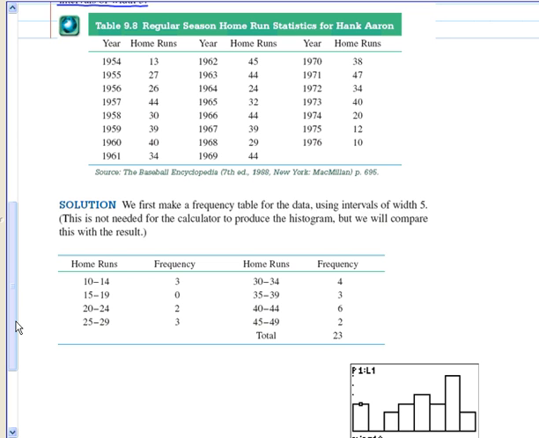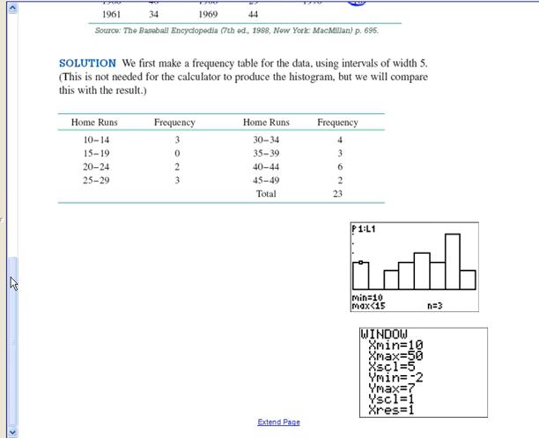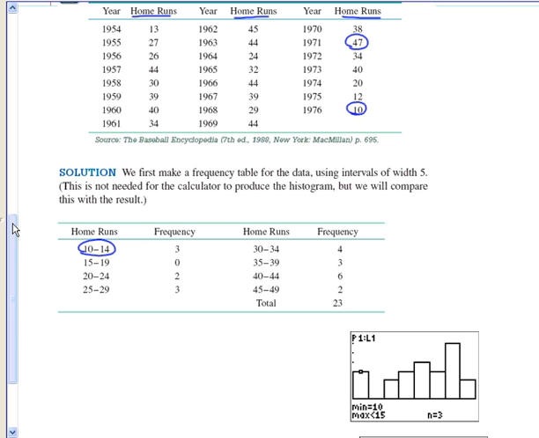So here are all the number of home runs. And our smallest number of home runs is 10, looks like our smallest. And we have to go all the way. What's our biggest number? Is it 47? Is that the biggest number? Looks like 47 is our biggest number. So if we're going to go by fives, notice they took 10 to 14. And they counted how many times it occurred. They have a frequency of 3. Then 15 to 19, etc. So let's see if we can't do this.